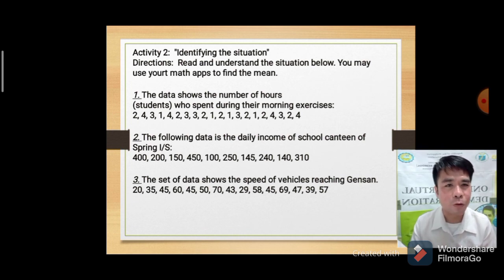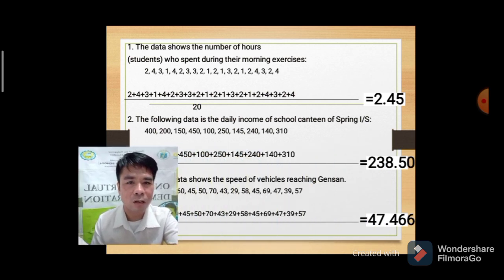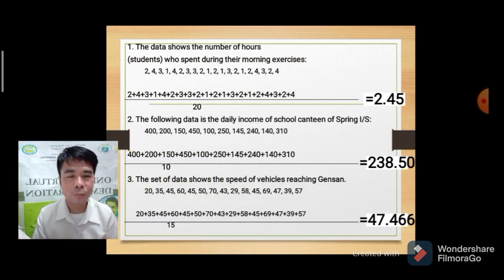Now, we are going to use the math apps to find the mean. If you have it there, you can join me on how to get the mean. This is our solution. You can check with me if our answer is correct. Let me move my video here. The data shows the number of hours students spent during their morning exercises. So we have the given data.